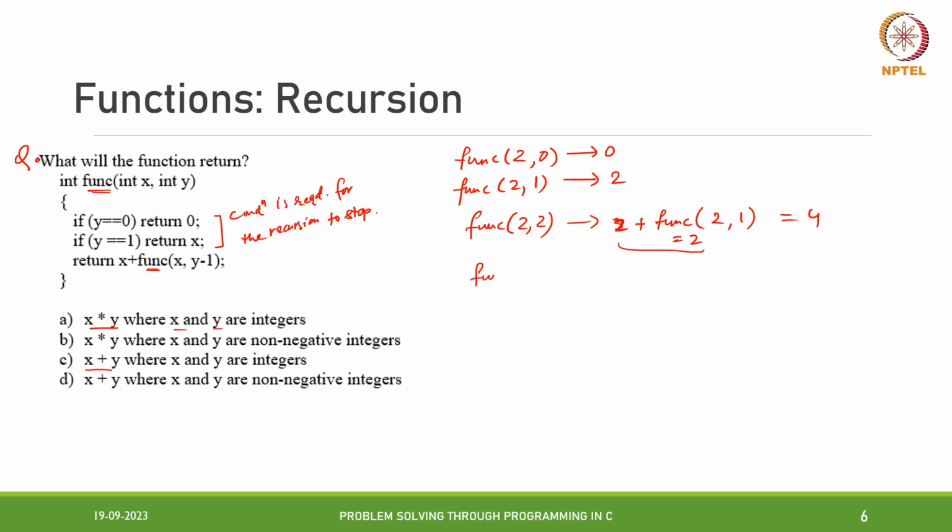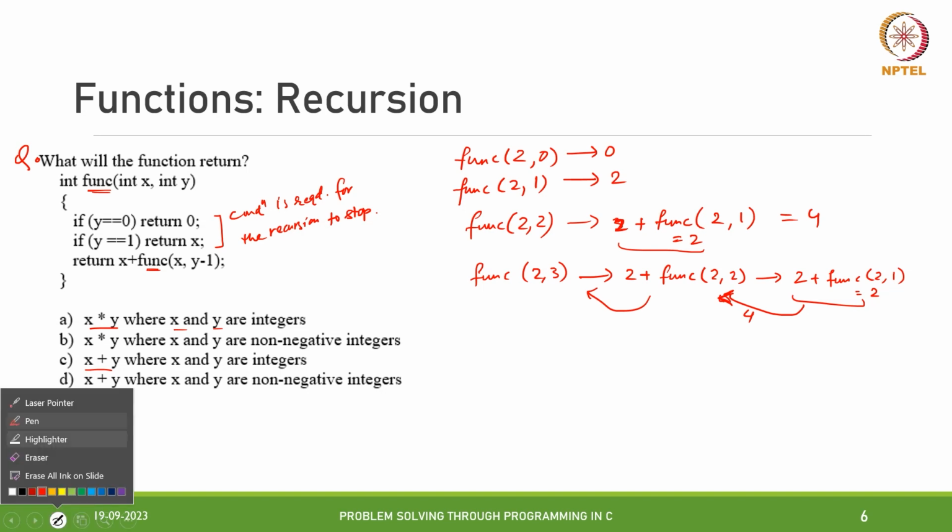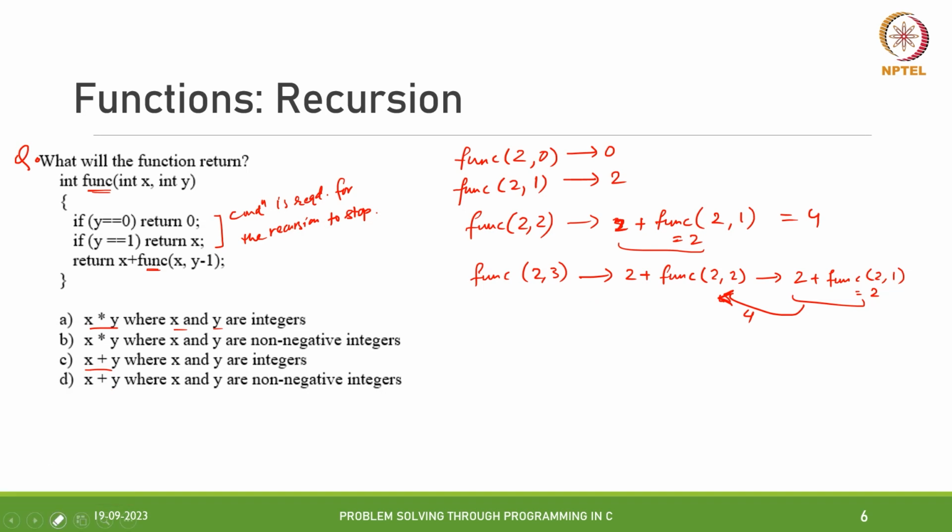Okay, now if I do 2 comma 3, what happens there? So 2 plus func of 2 comma 2, this will again do 2 plus func of 2 comma 1, and this is 2, so this will return a value of 4 here, right? Value of 4 will get returned here, and this will again add up to 6, and this part will return a value of 6 here. So now we can see that it is basically multiplying the values.